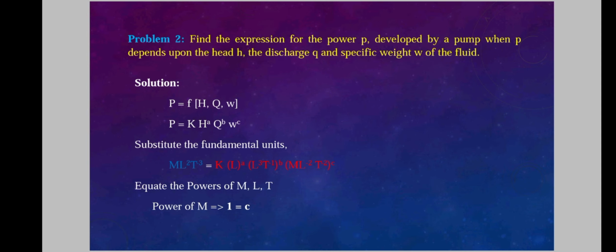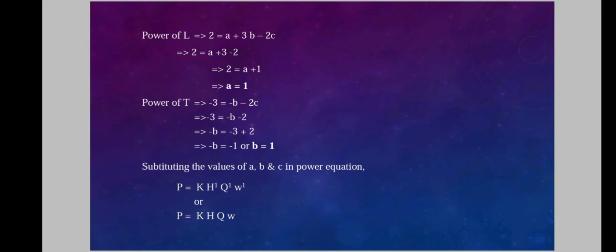For P it is M L squared T power minus 3. For H it is L, Q is L cube T power minus 1, and W is M L power minus 2 T power minus 2. Now we equate the powers of M, L, T from both sides of the equation. For power of M, it will be 1 is equal to C, and for power of L it is A plus 3B minus 2C. So resolving it will give the value, and for power of T it is minus 3 is equal to minus B minus 2C, and resolving this we will get the values. So substituting these values, we will get the equation as P is equal to K H Q W. So thank you.